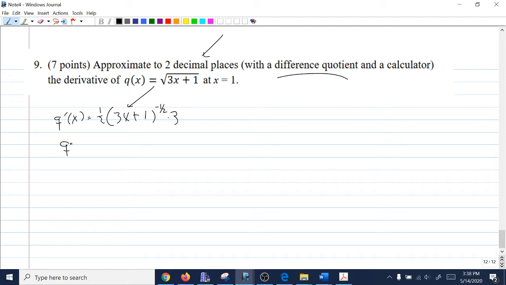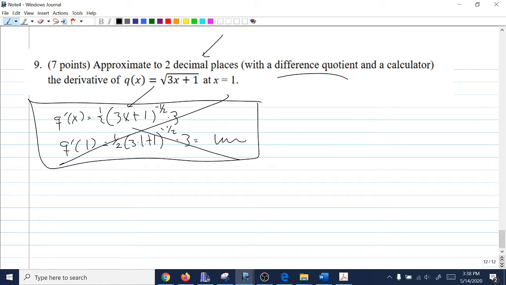So q prime of 1 is 1/2 times (3 times 1 plus 1) to the negative 1/2 times 3. I can stick that in a calculator and get digits directly. This is not what this problem is telling us to do. This is saying use a difference quotient. This is saying do it the way you did in chapter 2 with the definition.